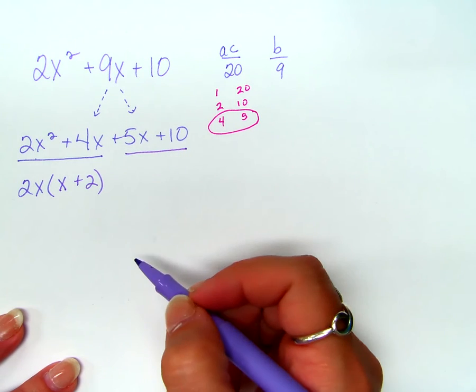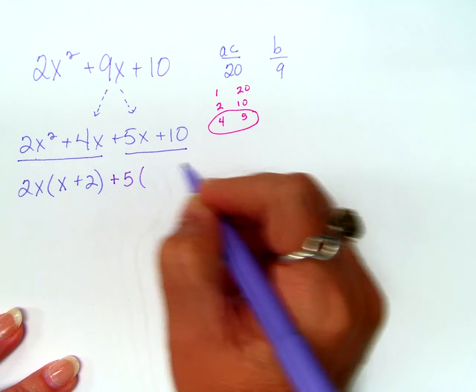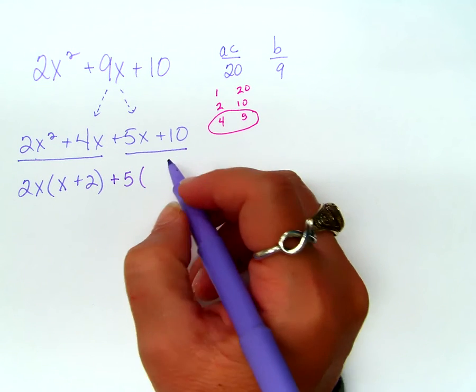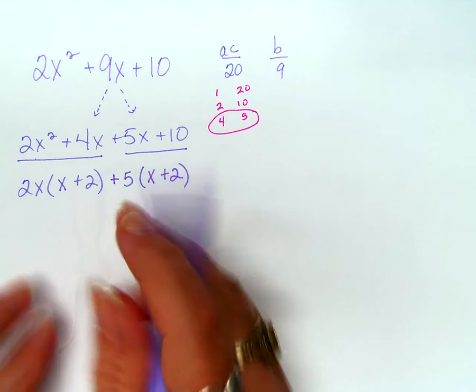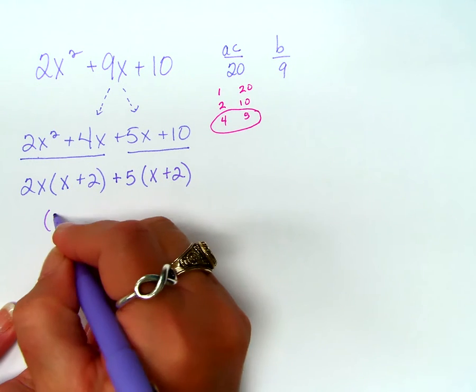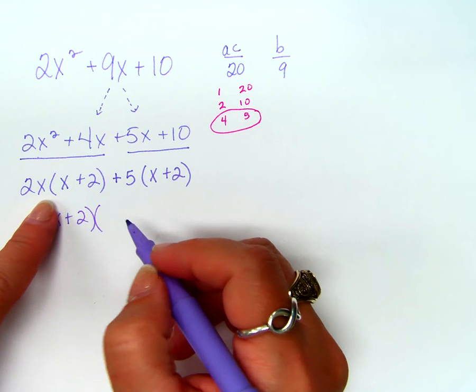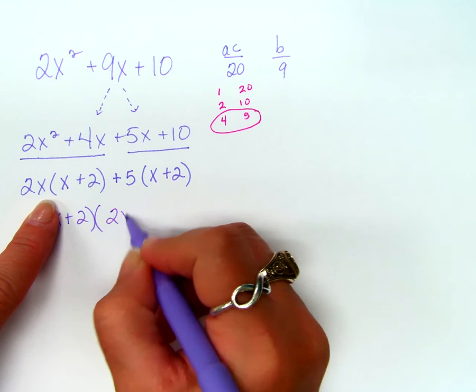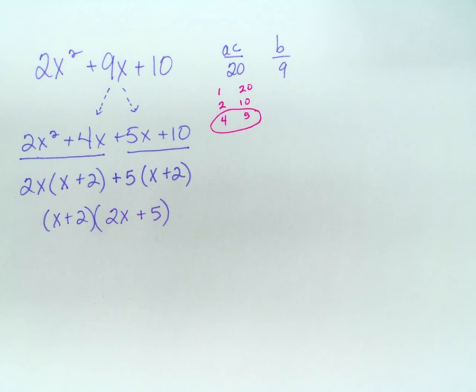Now look at the last two terms. What's common in those two? A 5. What's left when I factor out a 5? X plus 2. Does this term and this term have a common factor? X plus 2. What's left from this term when I divide out an x plus 2? Plus 5. Done.